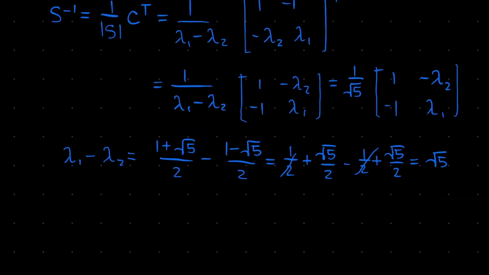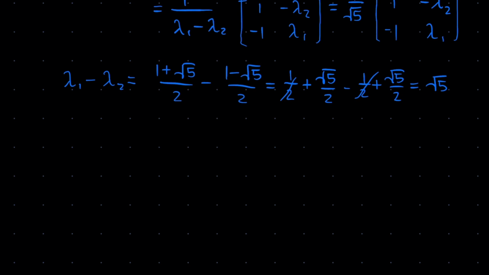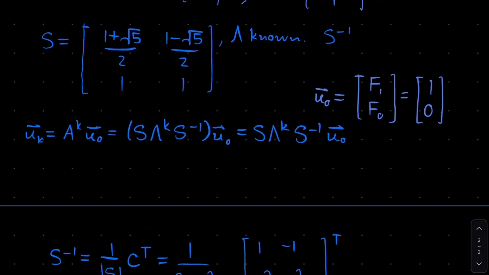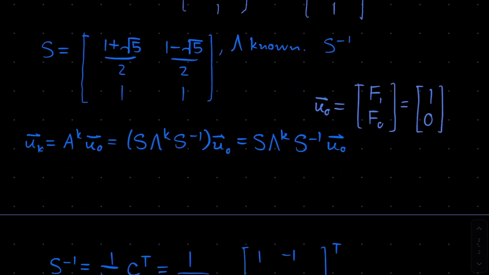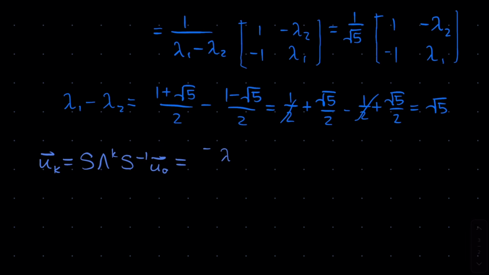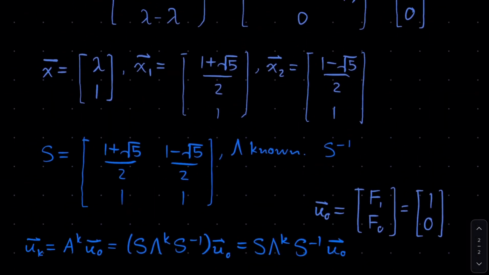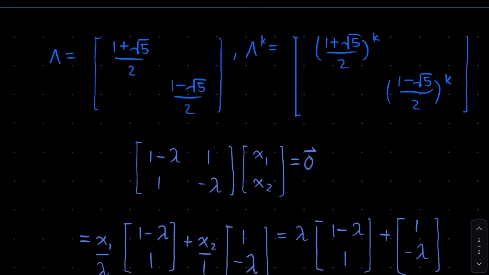Now we have derived what S inverse is. And so what we can do is substitute all these matrices inside and calculate what u_k is. So u_k is equal to S lambda to the k, S inverse u naught. And what's S? S is this thing. So let's write this as lambda 1, 1, and lambda 2, 1. What's lambda to the k? Well, lambda to the k, let's see, is this.